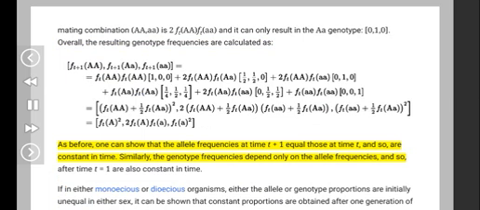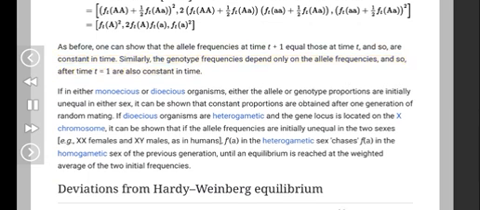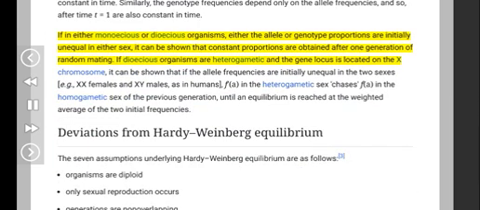One can show that the allele frequencies at time t plus 1 equal those at time t, and so are constant in time. Similarly, the genotype frequencies depend only on the allele frequencies, and so, after time t equals 1, are also constant in time. For monoecious or dioecious organisms, if the allele or genotype proportions are initially unequal in either sex, it can be shown that constant proportions are obtained after one generation of random mating.